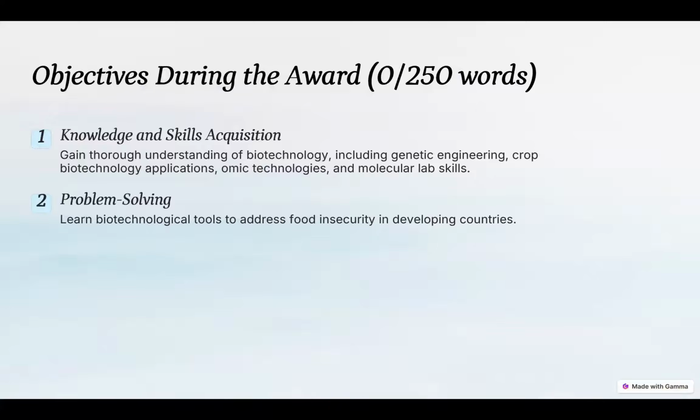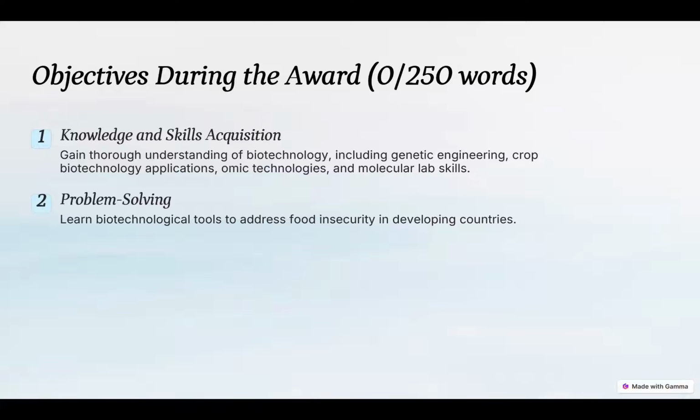So the first part of this section, the first question, is: what are your objectives during the award? It is required that you write about 0 to 250 words, right? So the first thing you definitely want to achieve during this program is the knowledge and the skills, right? So you are going there for a master's or maybe a PhD program.